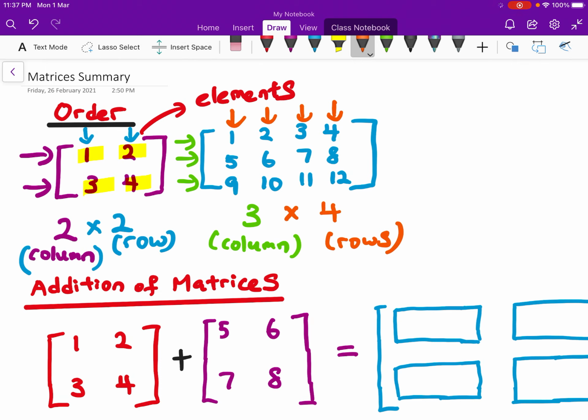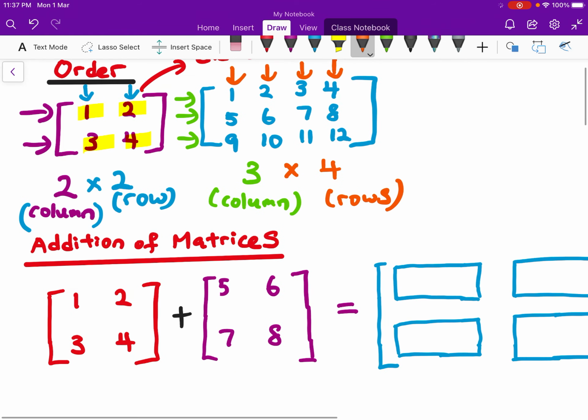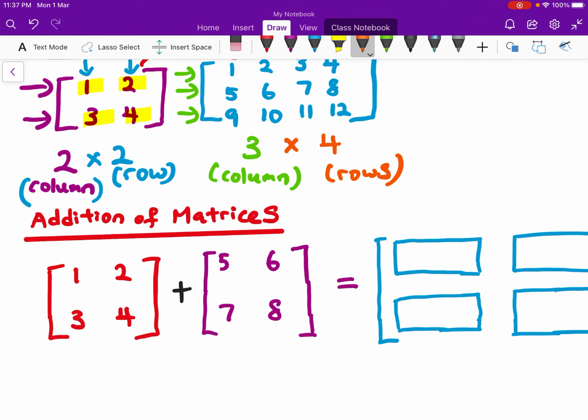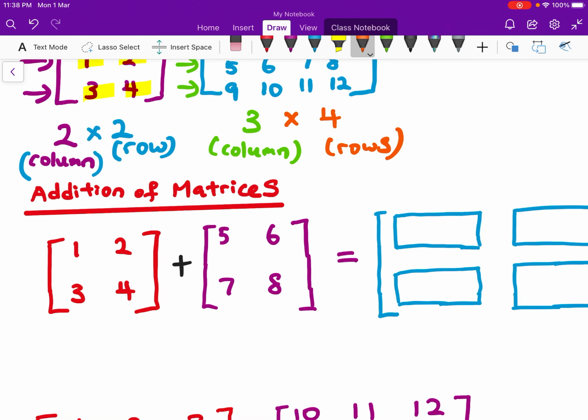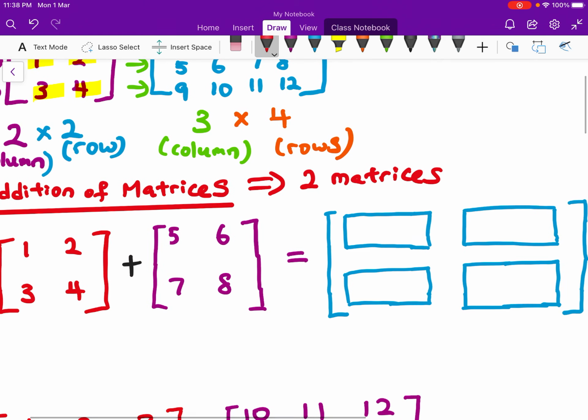The second thing that we must know is addition of matrices. Let's say I have 2 matrices and I'm required to add them together. What should I do? For the addition of matrices, it is very important that the 2 matrices must have the same order.